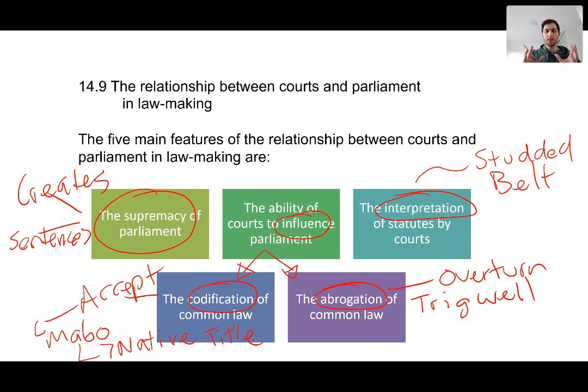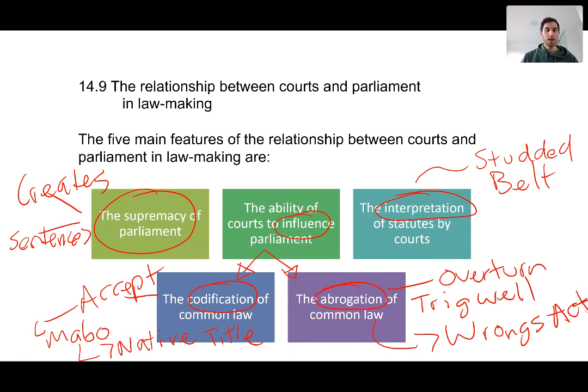They decided to keep it around, and so Parliament looked at that and said, all right, we're going to overturn this. We're going to write a law that changes everything up, and we're going to write down a law that makes clear what the law of negligence is. And they created the Wrongs Act. So they overturned what had happened in the Trigwell case. And this is called abrogation.